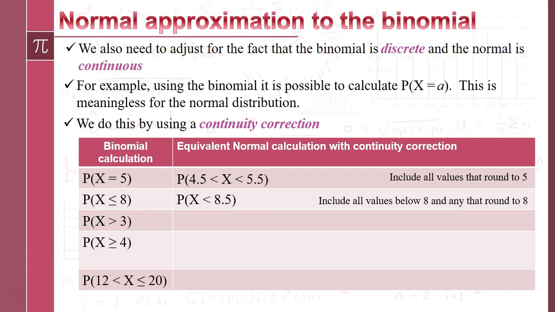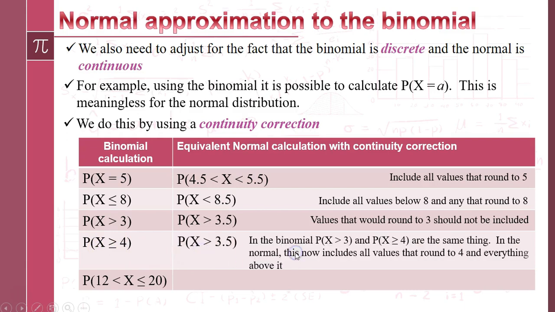If I wanted the probability of the next one, which is x just greater than 3, 3 is not included. So I want anywhere from 3.5 upwards, because the first value that would be included in this one for the binomial would be x equals 4. So values that round to 3 shouldn't be included. And I've given away a little bit with this one: the probability x is equal to or greater than 4 would be exactly the same thing, because for the binomial, x greater than 3 and x equal to or greater than 4 mean exactly the same thing.